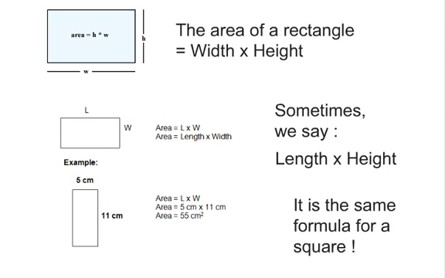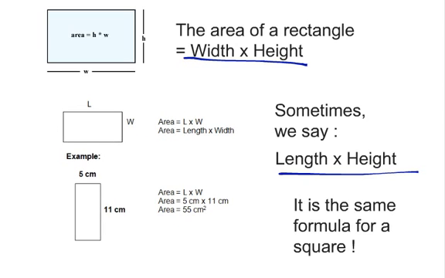Alright. So the area of a rectangle, we can say width times height, as it is written here, or length times height. It depends. But it's the same formula for a square also. If you look at the example that you have here with the rectangle, you can see the formula area equal length times width. And then we can measure 5 centimeters times 11 centimeters. That gives you 55 square centimeters.